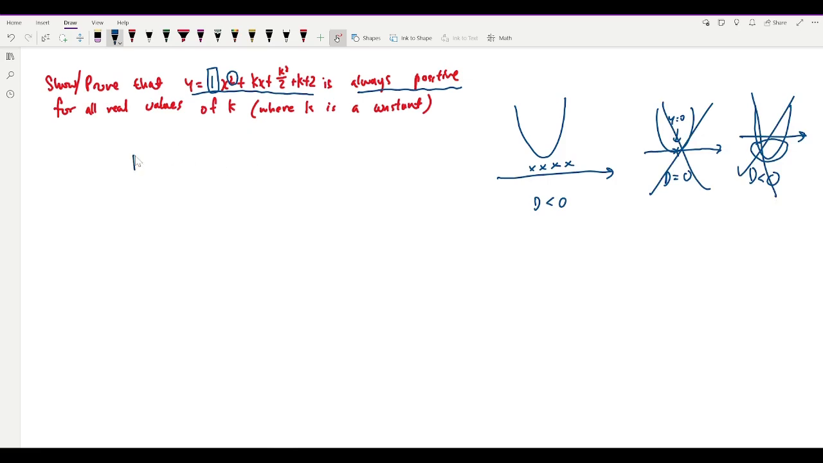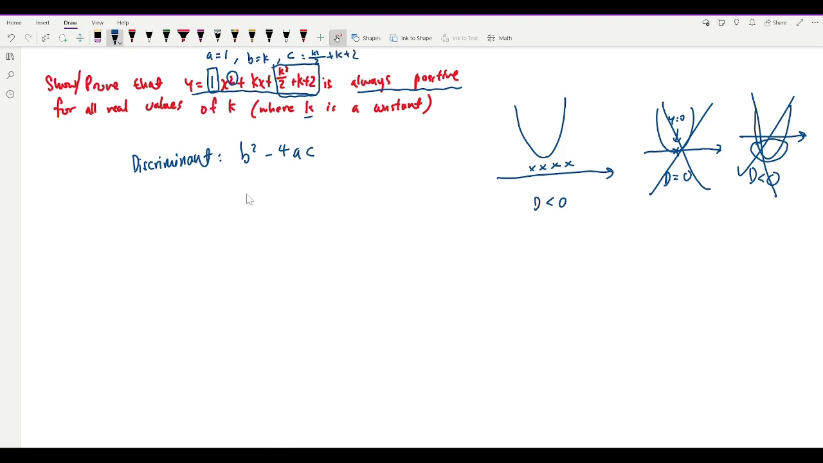Let's find our discriminant. Discriminant is given by b squared minus 4ac, right? We have to identify our values of a, b, and c, so we can substitute in there. Our value of a is the coefficient of x squared, which is 1. b is the coefficient of x, which is k. And c is our constant at the back, right? k is a constant, so this whole portion, k squared over 2 plus k plus 2, that whole thing is a constant. So c is k squared over 2 plus k plus 2.